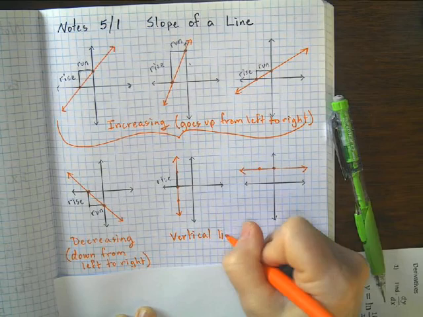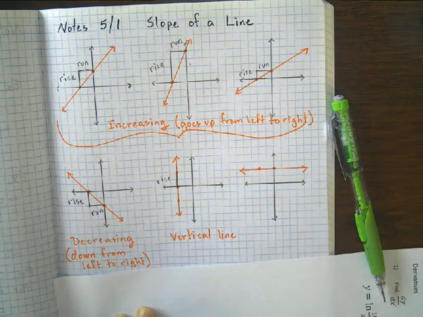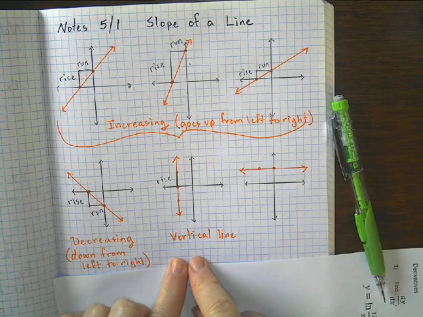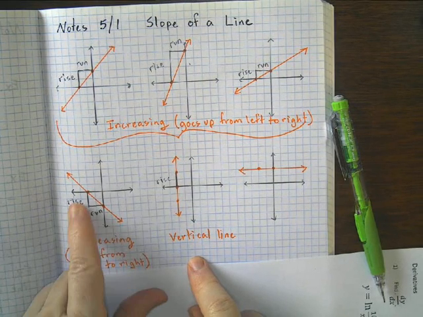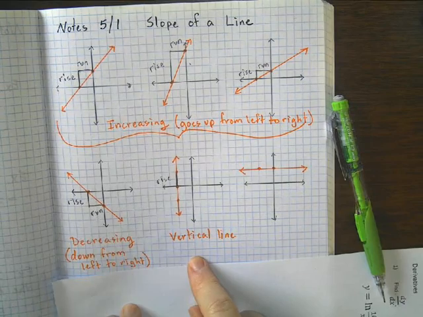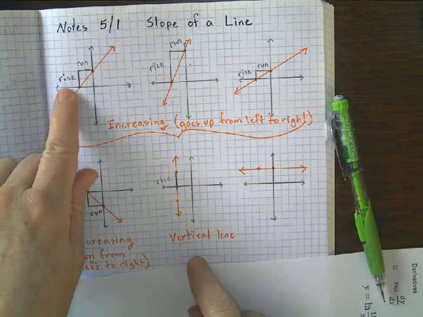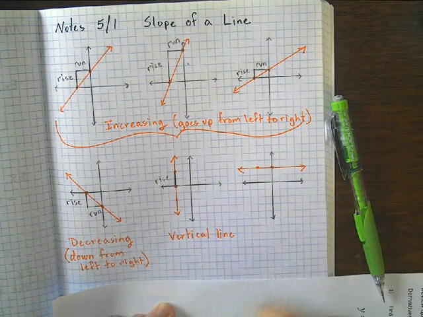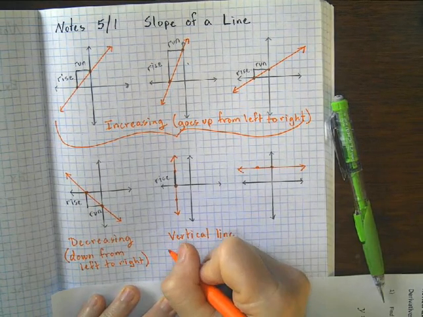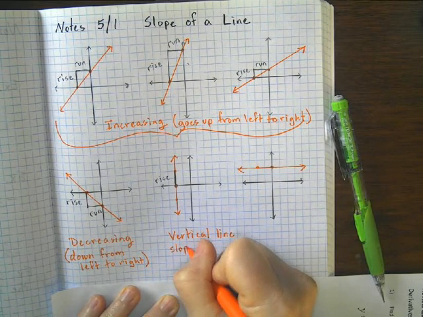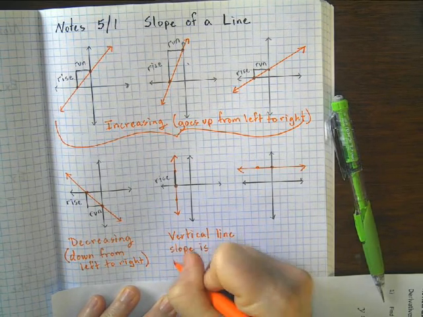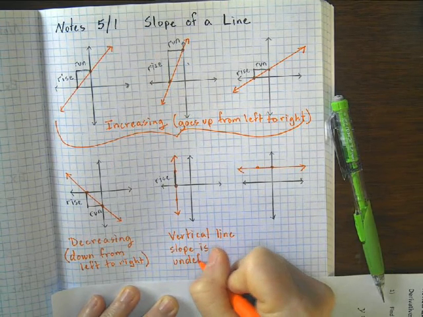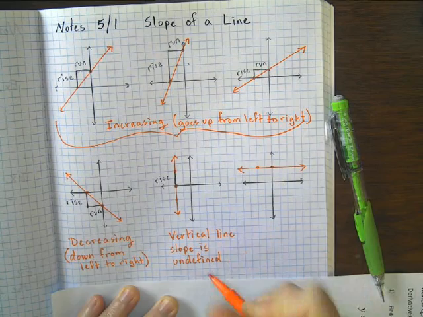It's a special kind of line. And for this, we're going to say that there is no slope, because it doesn't have a rise and a run. In order to have a slope, you have to have a rise and a run. So this one, we're going to say slope is undefined, because there's no run. Undefined. There is no slope.